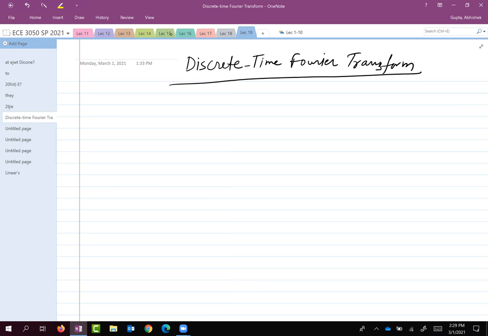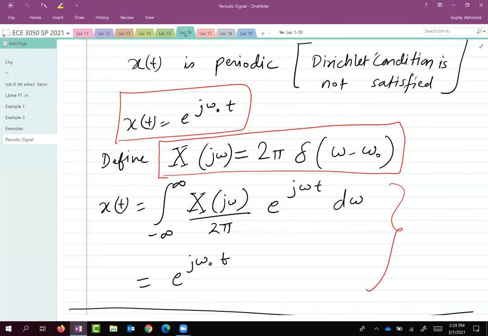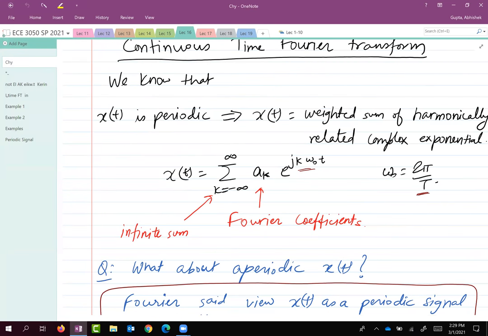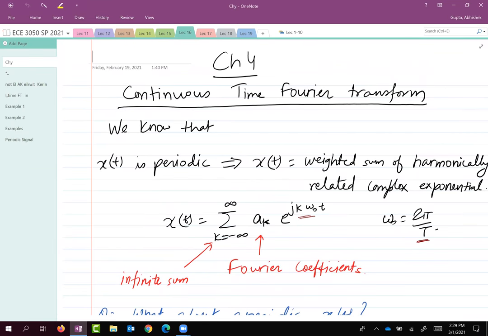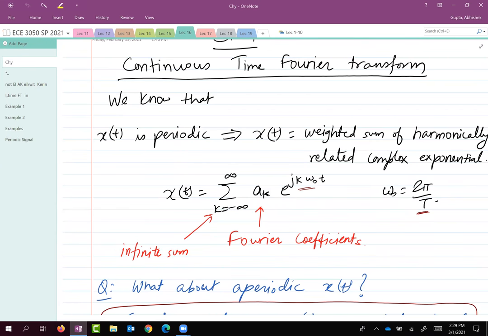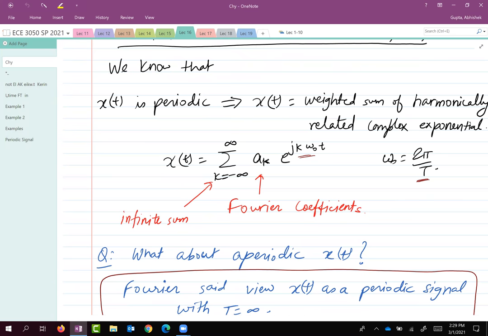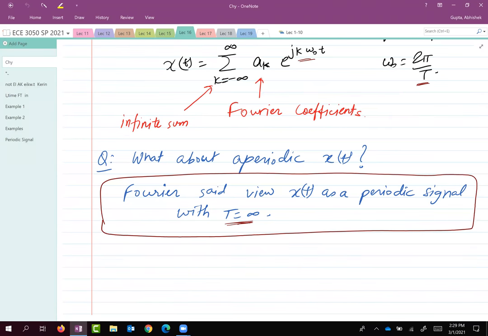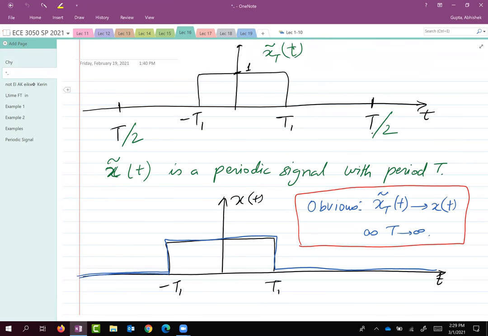Now let's go back to the continuous time Fourier transform problem. This is lecture 16, the beginning of lecture 16, and we were talking about the continuous time Fourier transform. The biggest takeaway from the discussion was that if x(t) is periodic, then it's a sum of harmonically related complex exponentials. But what about aperiodic x(t)? For aperiodic x(t), we realized that it can be converted into a periodic signal with a very large period. So any aperiodic signal can be viewed as a periodic signal with period infinity.